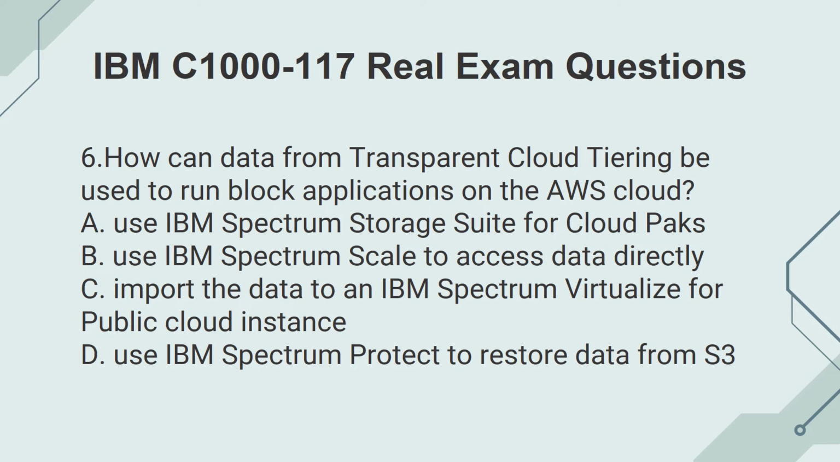6. How can data from transparent cloud tiering be used to run block applications on the AWS cloud? A. Use IBM Spectrum Storage Suite for Cloud Paks. B. Use IBM Spectrum Scale to access data directly. C. Import the data to an IBM Spectrum Virtualize for public cloud instance. D. Use IBM Spectrum Protect to restore data from S3.